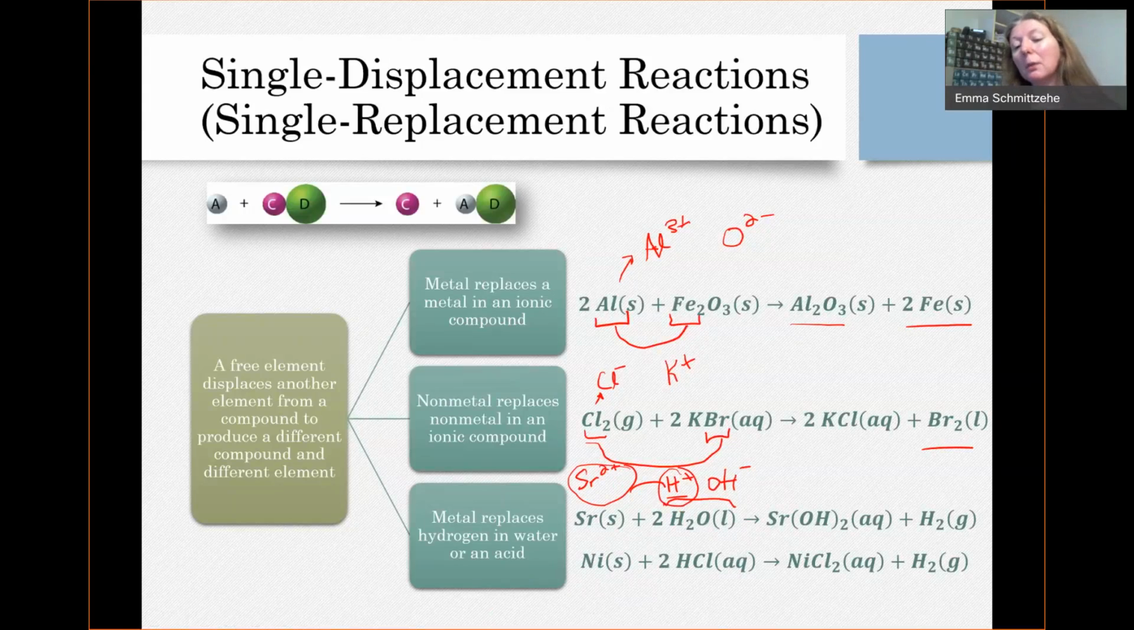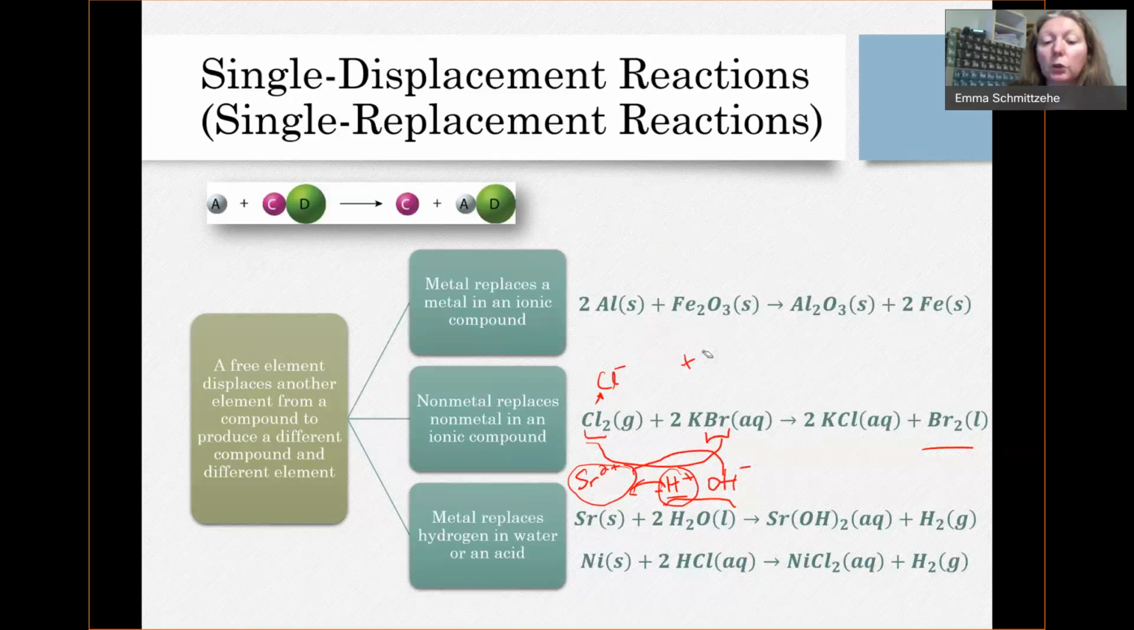But the strontium then combines with the OH minus, and so now that makes a new compound, the strontium hydroxide. Sorry, my notes are probably getting a little out of hand on here. I'll erase some of these above so we can focus on the reaction we're looking at.